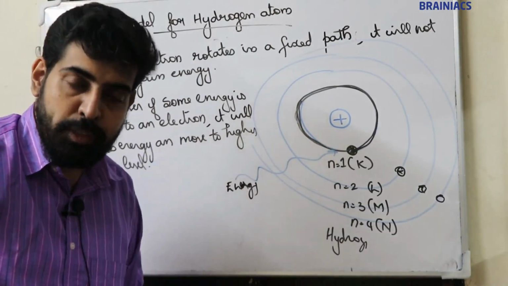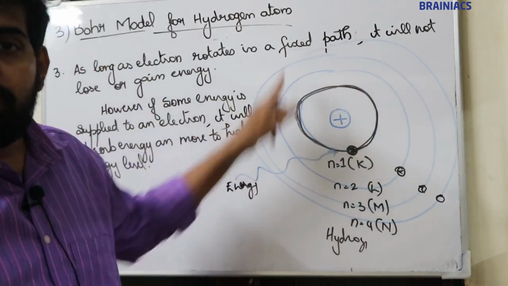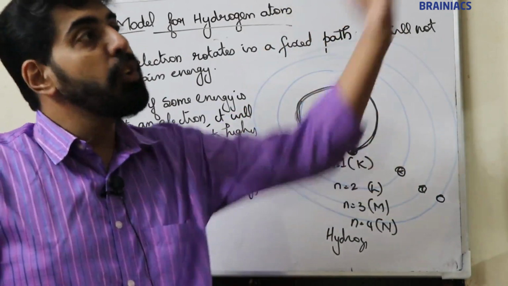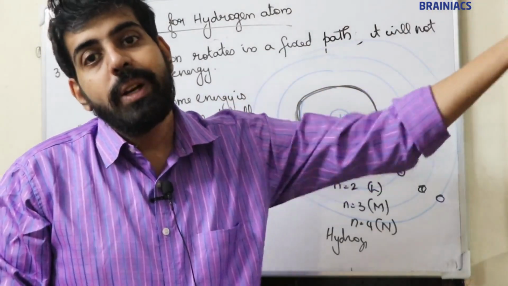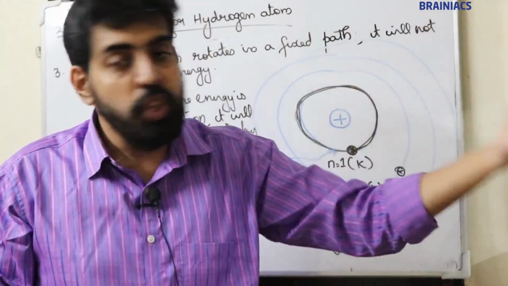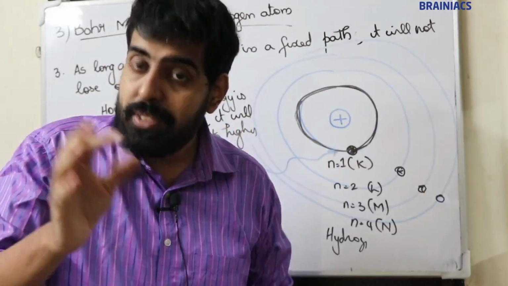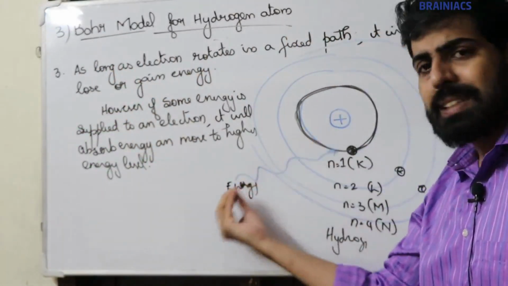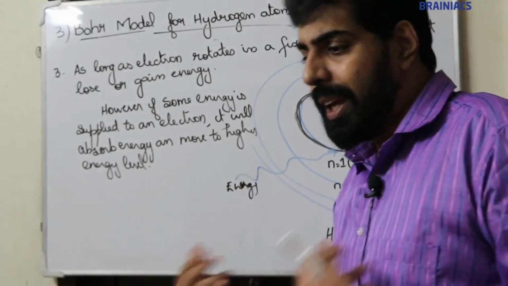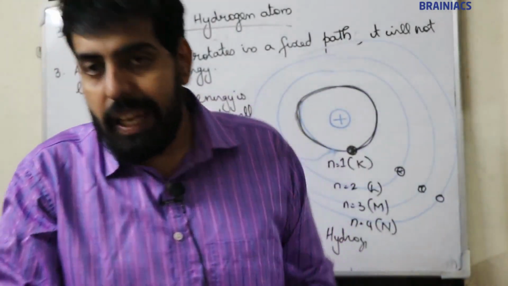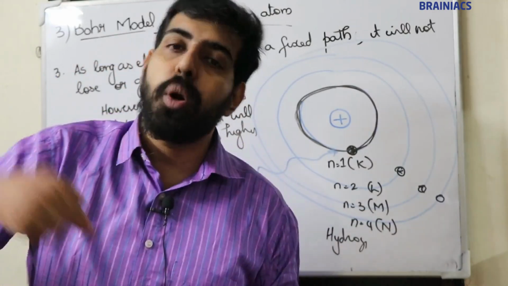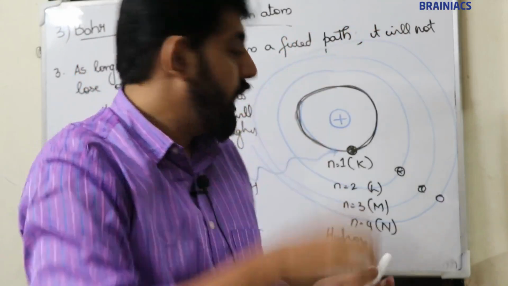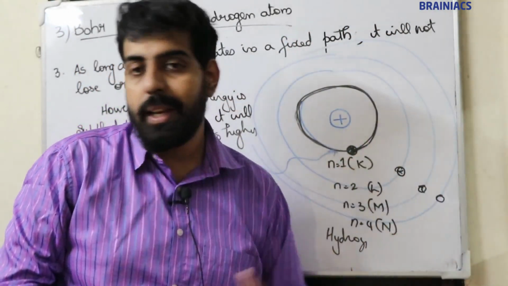Okay, so I will explain once more. As long as the electron revolves in a fixed path, it will not simply lose or gain energy. But if some energy is supplied in the form of electric energy or heat energy to an electron, at that time it will absorb energy. Then it will get excited and move to some higher energy level.